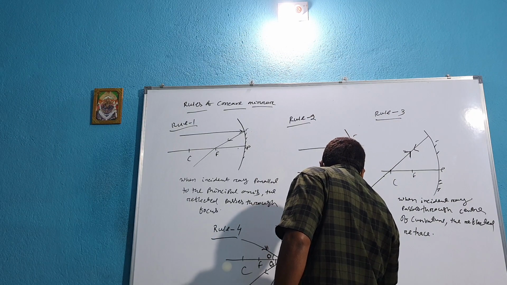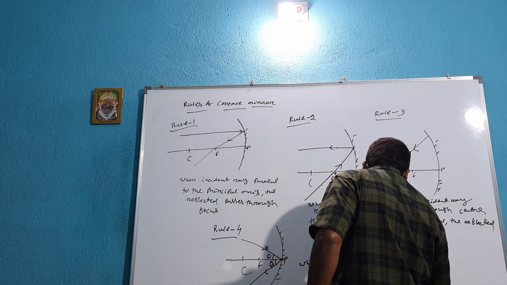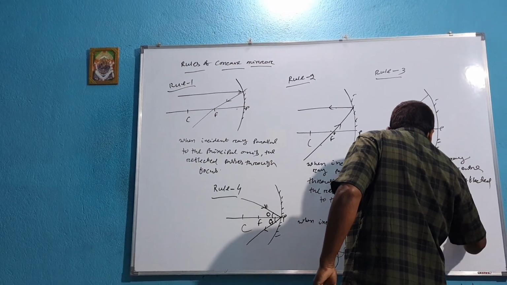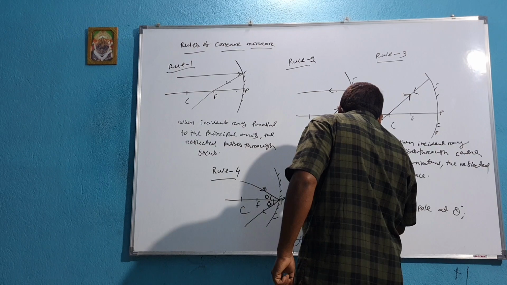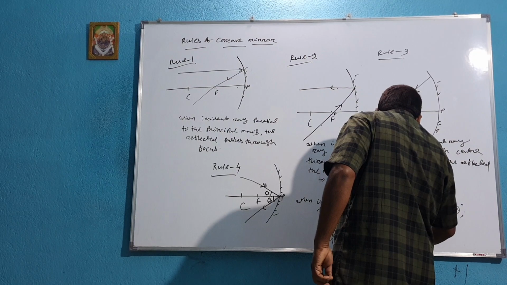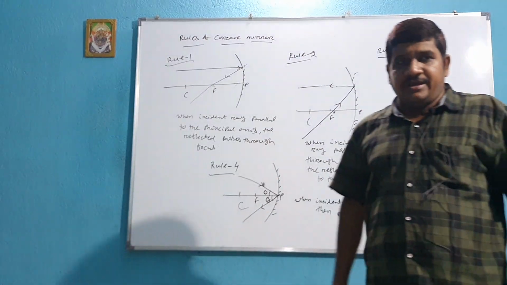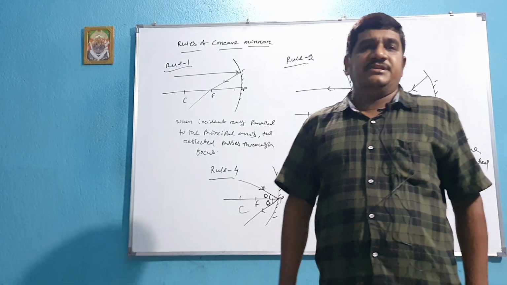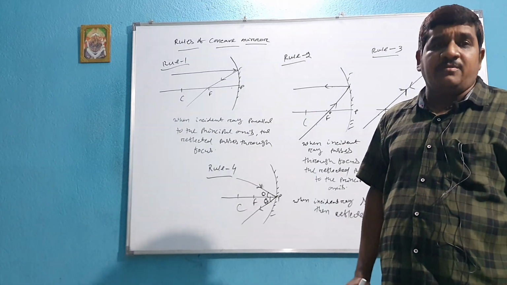When incident ray strikes the pole at theta degree, then reflected ray comes out at theta degree. These 4 rules are most applicable in case of concave mirror. Now discuss about case studies.